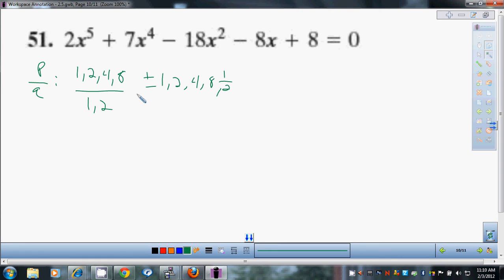Now, let's help ourselves know where to look. How many sign changes are there? 1, 2. So that means there's 2 or 0 possible positives, which leaves how many for negative? 3 or 1. So I'm thinking let's start out looking for some negatives.